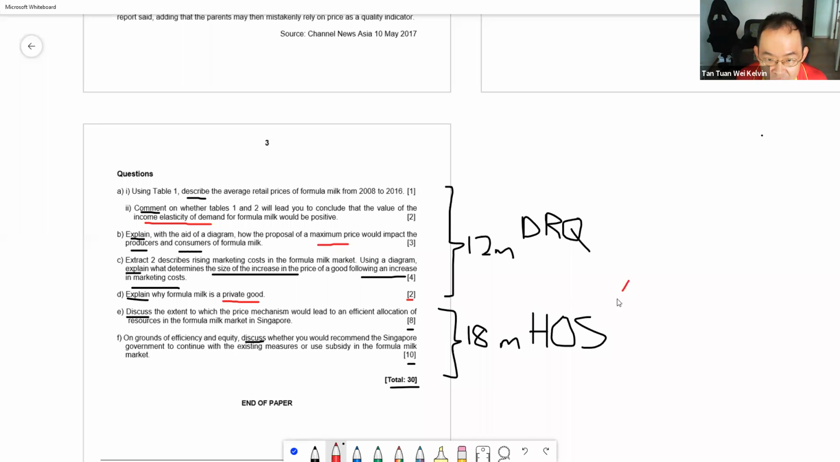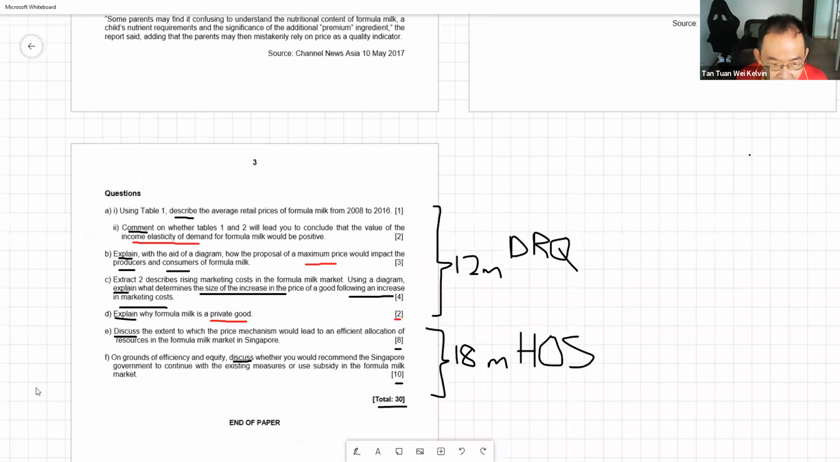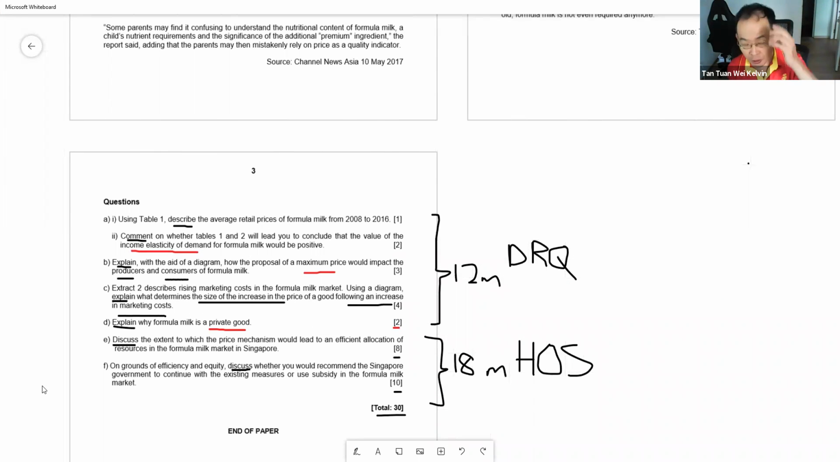For part B and C, some other tips I can give are this. As I've said to you in class, most students, why do they run out of time for E and F, for the 8-mark and 10-mark questions? They spend too much time trying to be perfectionists for part B and C.